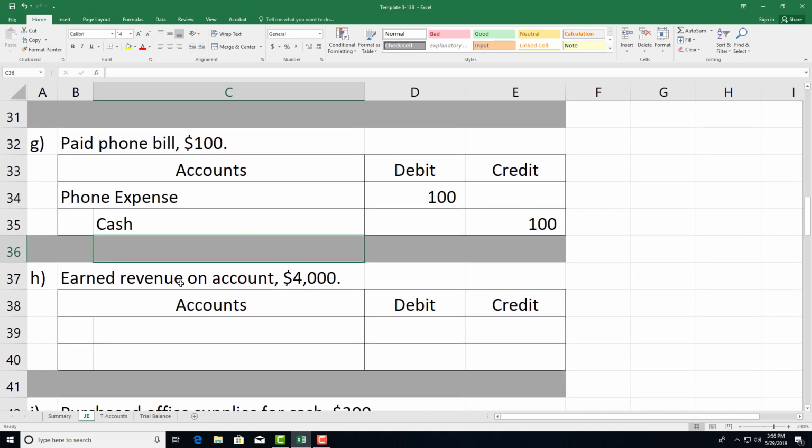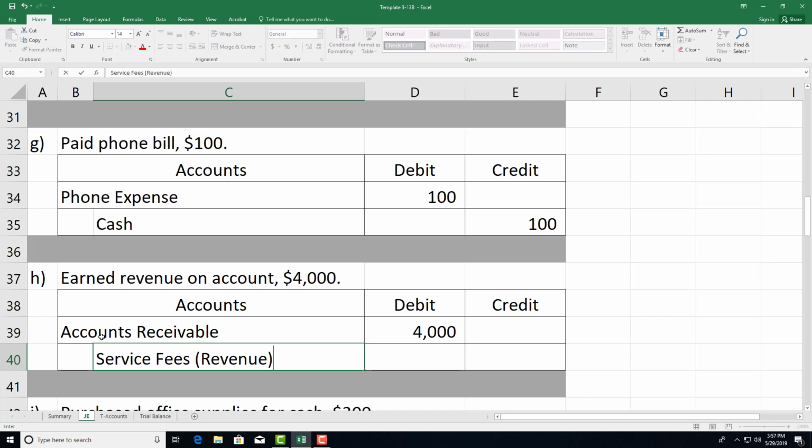Transaction H, earned revenue on account. So this time, we know we're earning revenue. That's very clear. But those two words, on account, you really want to look for that. We don't see the word received, cash. And so on account tells us that what we received was an account receivable. So we're going to debit accounts receivable, $4,000, credit service fees or revenue, $4,000.